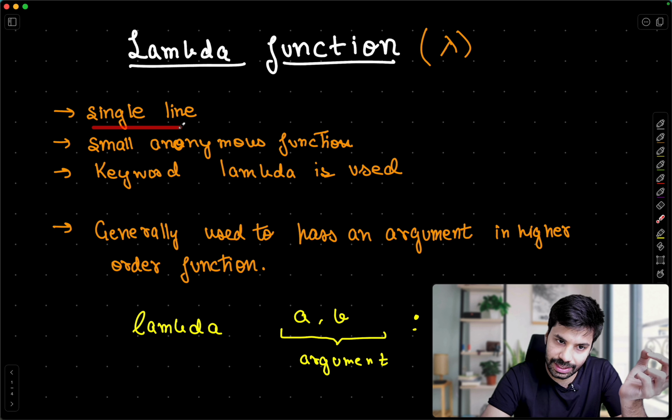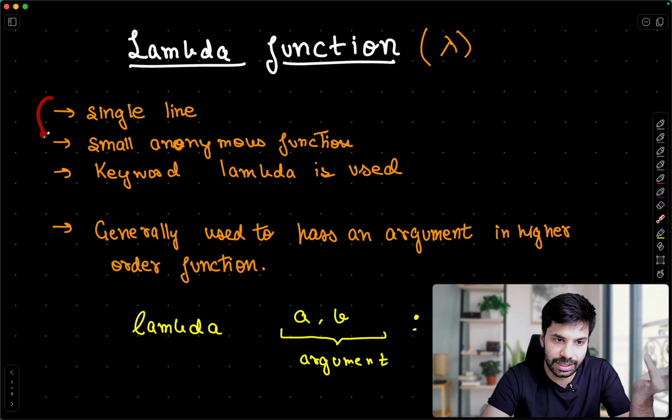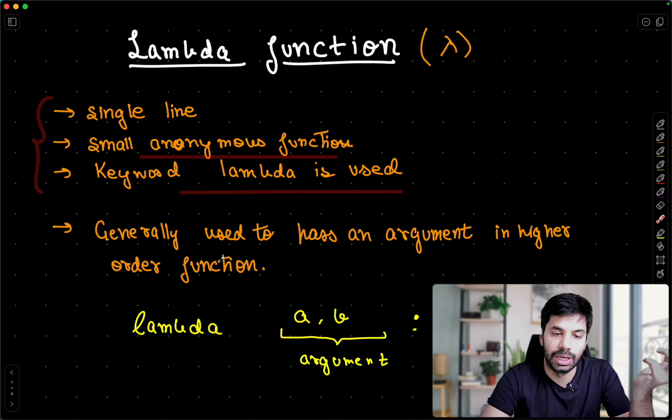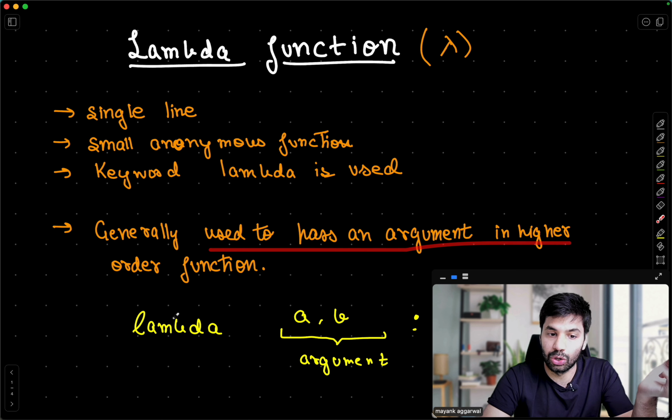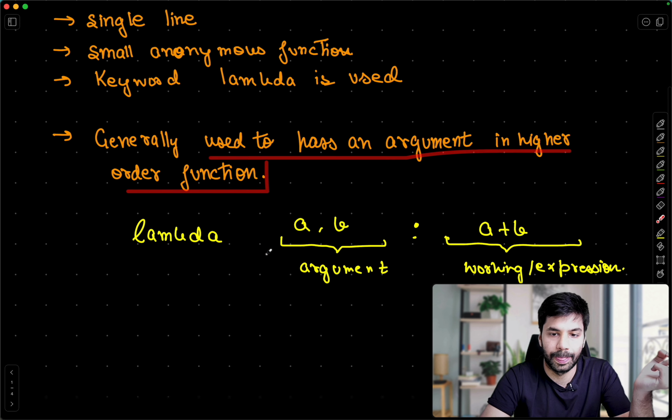Now these are the overall properties. It is a single line, small anonymous function, the keyword lambda is used, and it is generally used to pass an argument in a higher order function. Okay, so this thing is very important.